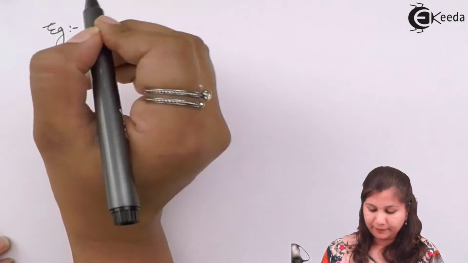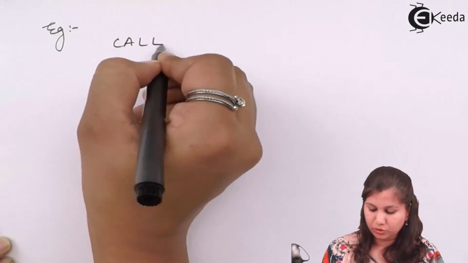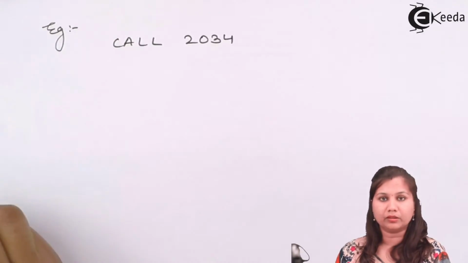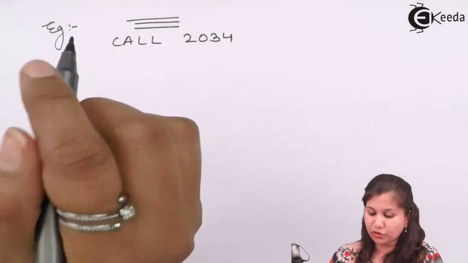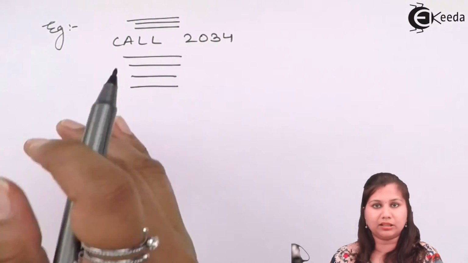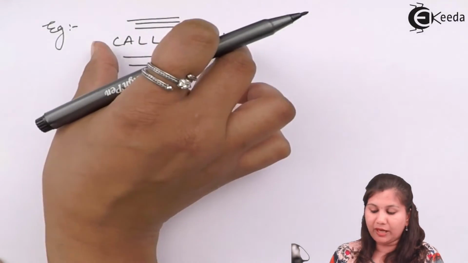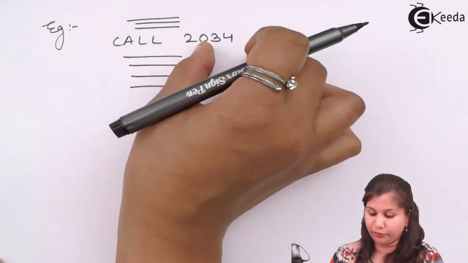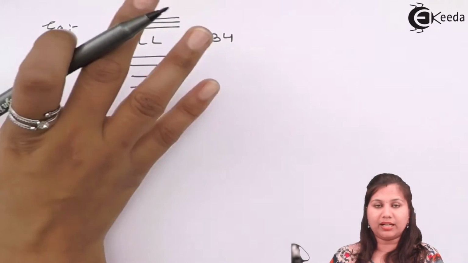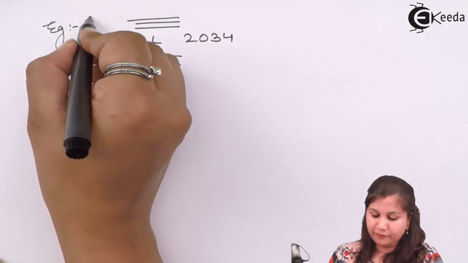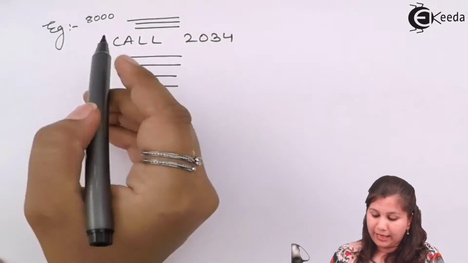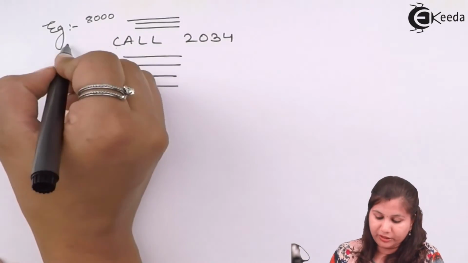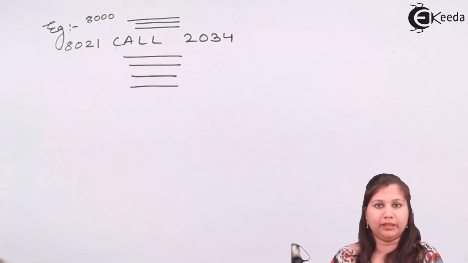Let's take an example here. Suppose we are writing CALL 2034. In our main program, we have various instructions above this call, and after the call we also have some other instructions. Now suppose this main program is written at some memory location, like from 8000 the program has been written in the memory, and this instruction CALL 2034 is written at the 8021 memory location.